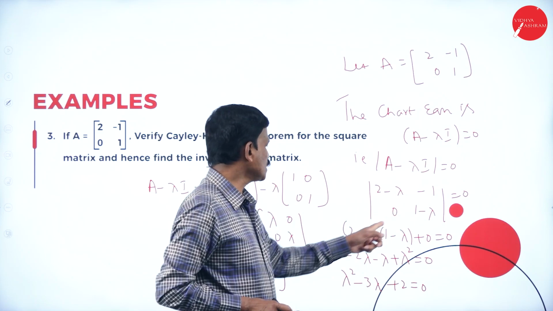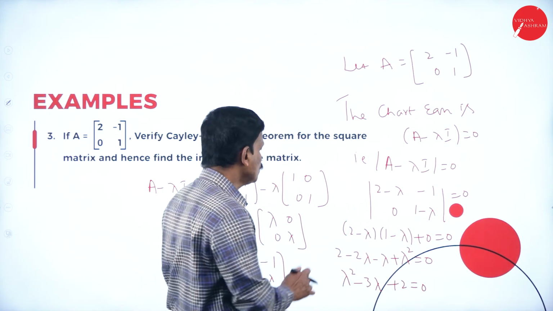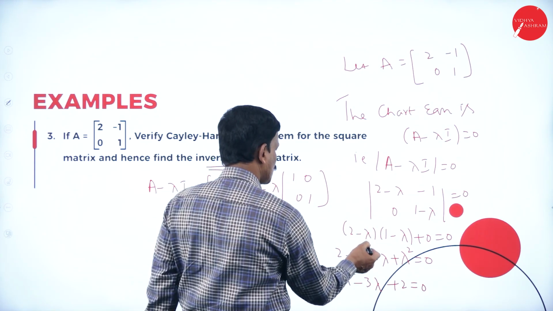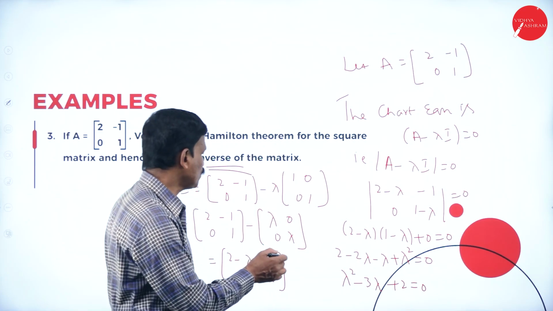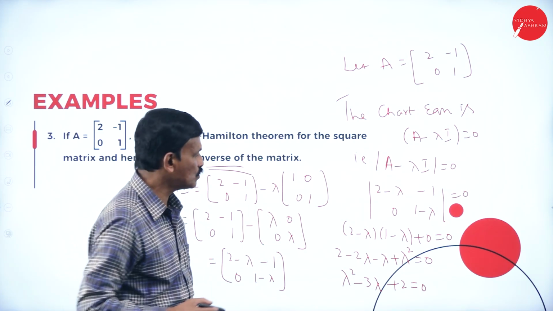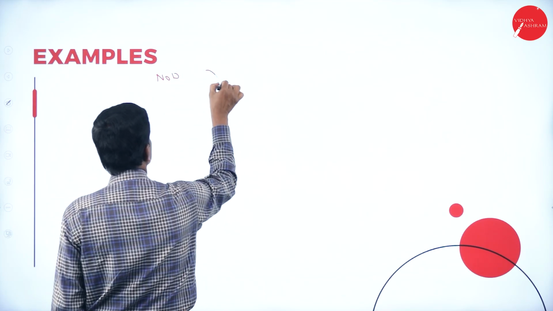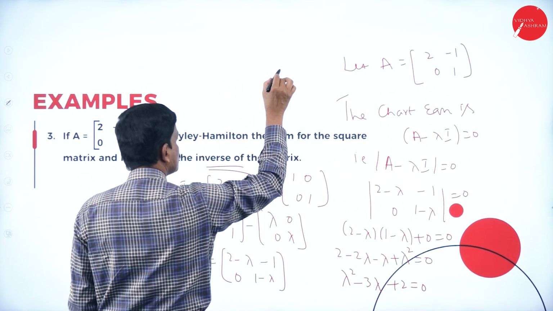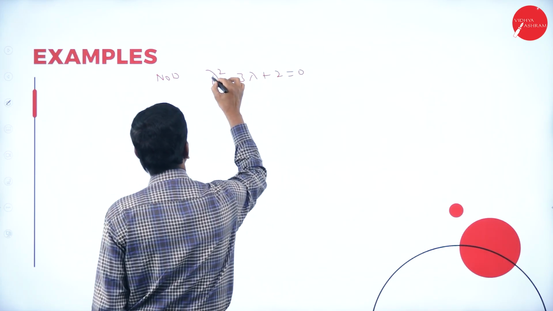Okay, see here, 2 minus lambda into 1 minus lambda, minus 0 into 1 is 0, is equal to 0. 2 into 1 is 2, 2 into lambda, 2 lambda, 1 into lambda is lambda, minus into minus plus lambda square minus 3 lambda plus 2 is equal to 0. Now lambda square minus 3 lambda plus 2 is equal to 0.